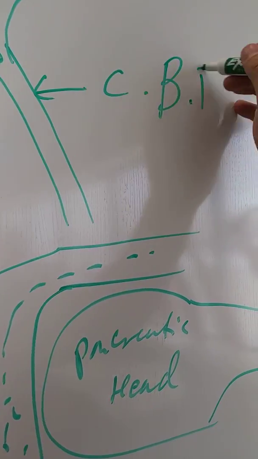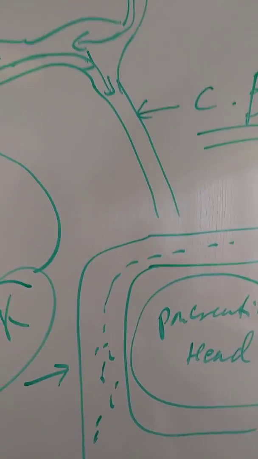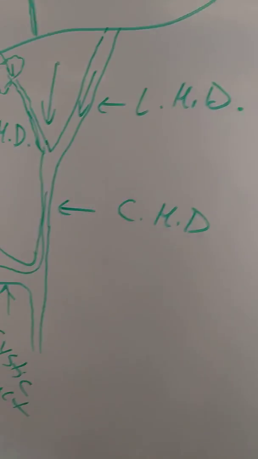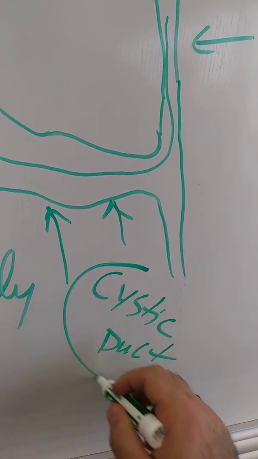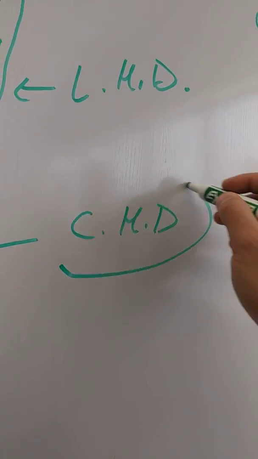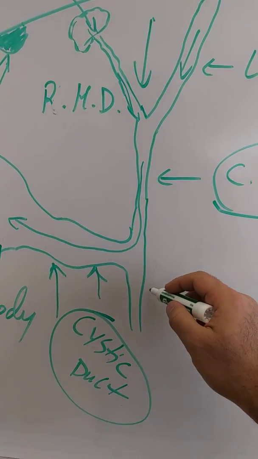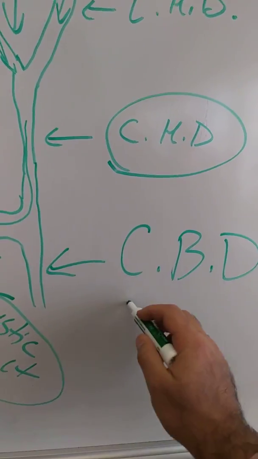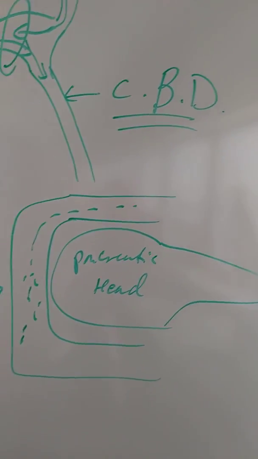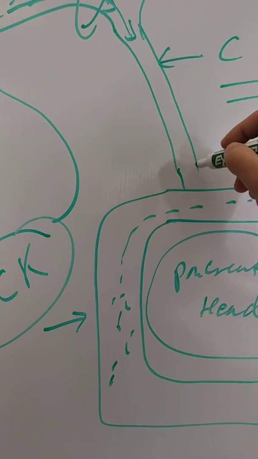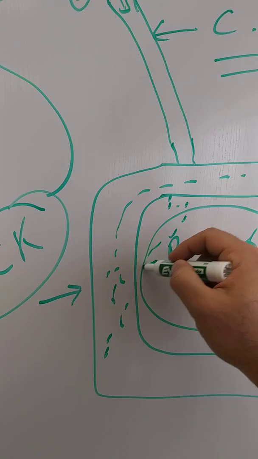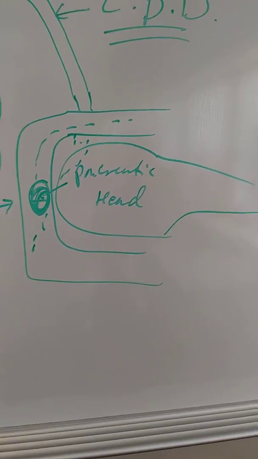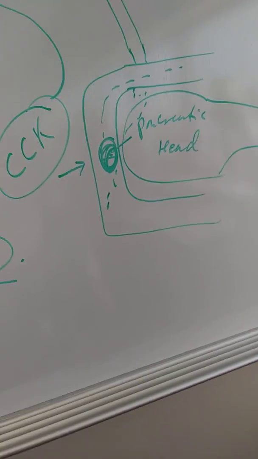bile duct. In other words, what would form the common bile duct? It will be the cystic duct right here, and the common hepatic duct would form the common bile duct. And eventually the common bile duct would open up into the second part of the duodenum by a valve. It's called the ampulla of Vater.